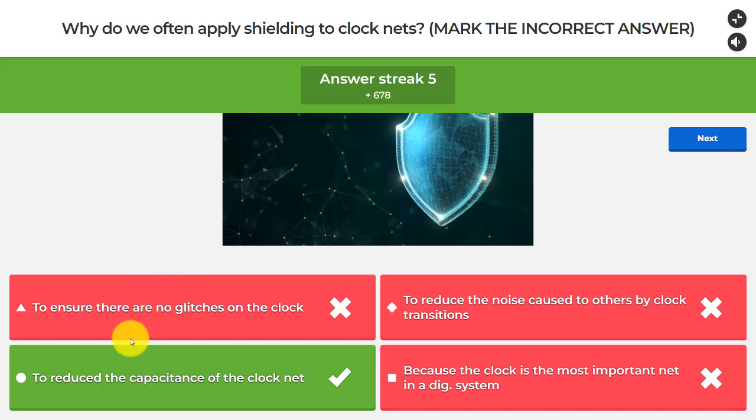So the answer is that this is true, to ensure that there are no glitches on the clock. It is true that it's to reduce noise caused to others by clock transitions, and it is true that it is because the clock is the most important net in a digital system. It is not true that it is to reduce the capacitance of the clock net.